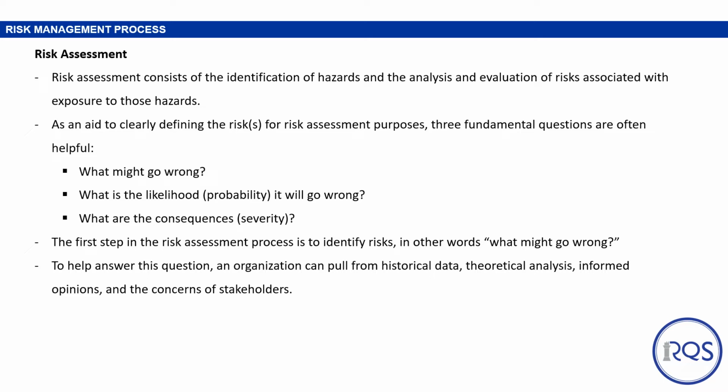First, we have risk assessment. Risk assessment consists of the identification of hazards and the analysis and evaluation of risks associated with exposure to those hazards. To help define risk, there are three fundamental questions that are often helpful. What might go wrong? What is the likelihood that it would go wrong? And what are the associated consequences? The first step in the risk assessment process is to identify risks. In other words, define what might go wrong. To help answer this question, an organization can pull from historical data, theoretical analysis, informed opinions, and/or the concerns of their stakeholders.